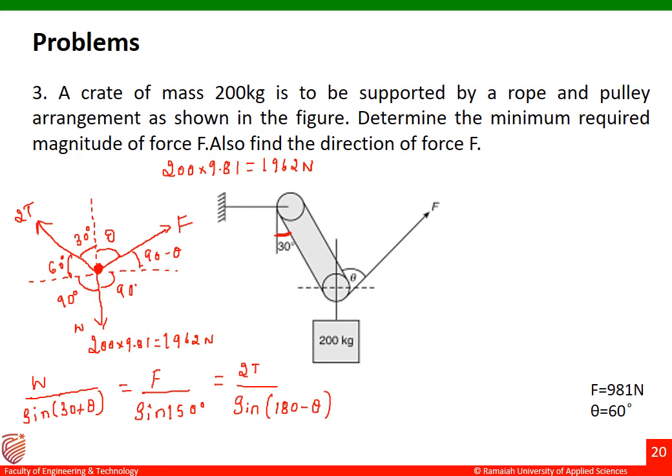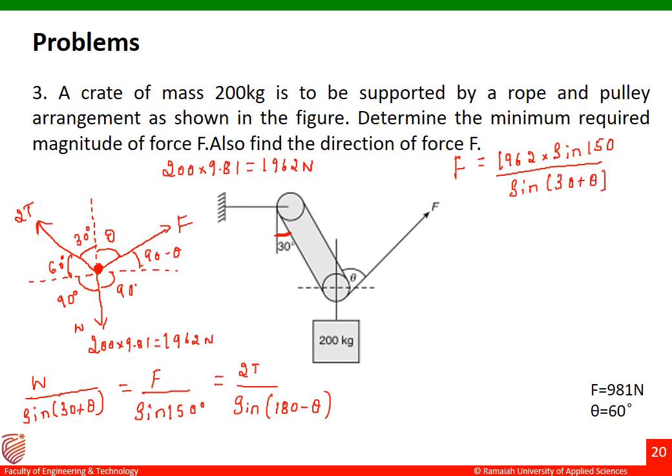So what we have to do is first I'll take this term, that is F equal to, so let me write it here. F is equal to 1962, that is weight, into sine 150 degrees divided by sine of (30 plus theta).